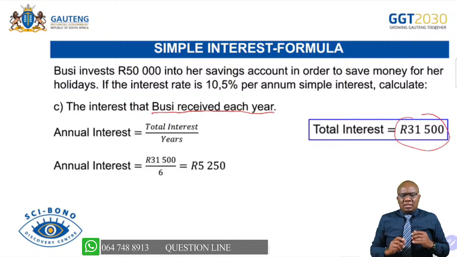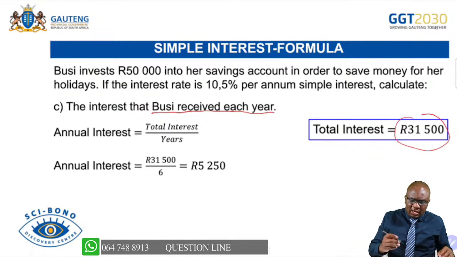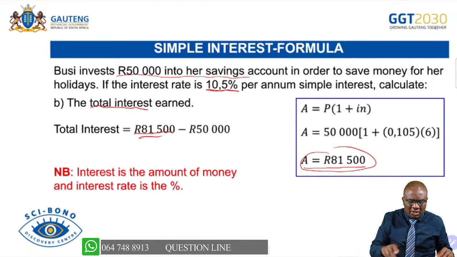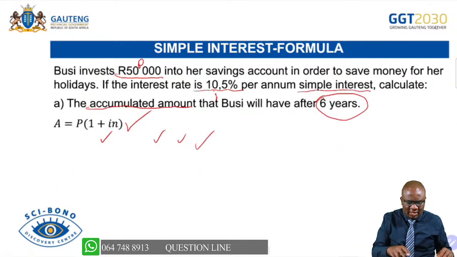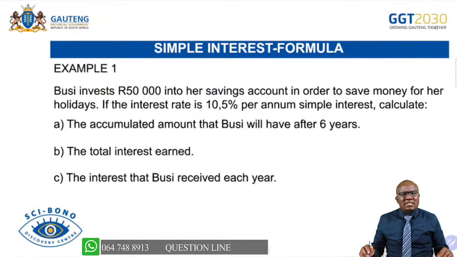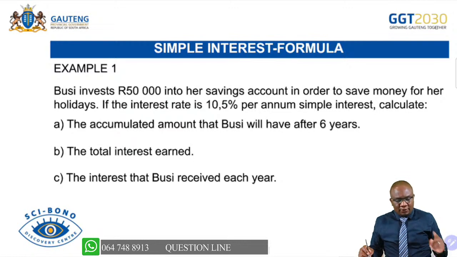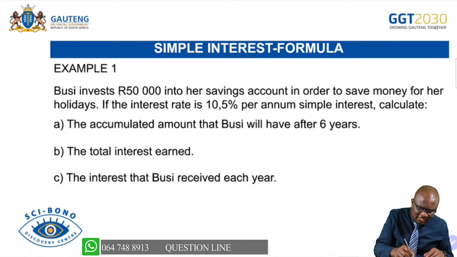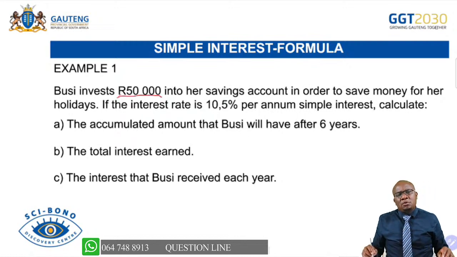Right, so there are 3 questions. The first one is the principal amount one. Let me go back to example 1 so that I answer everything there, because the question is about example 1. So Busi invests 50,000 rand. So this is the original amount. The principal amount is the original amount. This is the money that is invested.